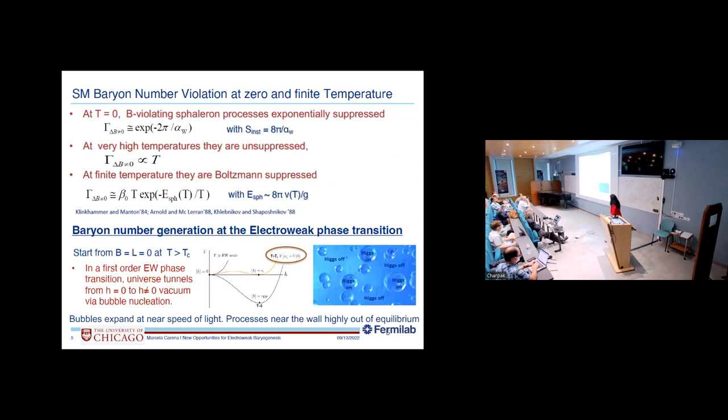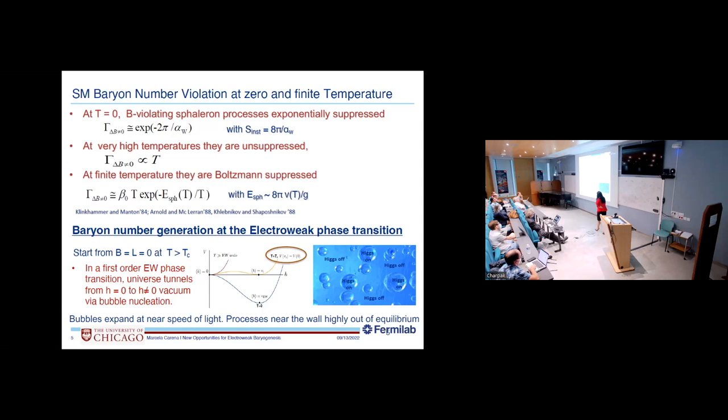So what do we say? At zero temperature, if you look at what happens in the Standard Model, baryon number violating processes due to these sphaleron processes are exponentially suppressed. You can compute it, and this value here is 10 to the minus 120, so you can't forget about that. At very high temperatures, if you think about the barrier I was showing, the temperature is so high that you can go from one vacuum to another without even seeing the barrier. Instead, at some intermediate temperature, which is the one we are going to be interested in, there will be Boltzmann suppression. And this temperature, as I will tell you now, is related to the temperature of the electroweak phase transition.